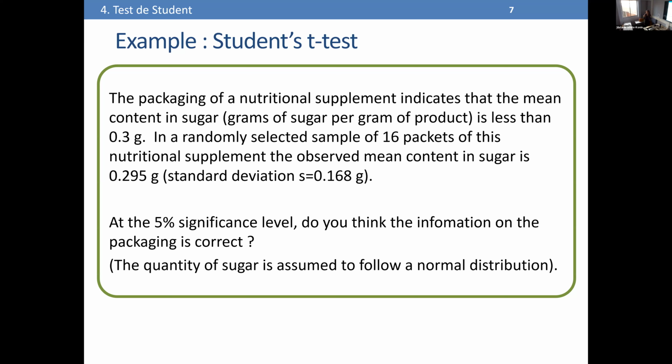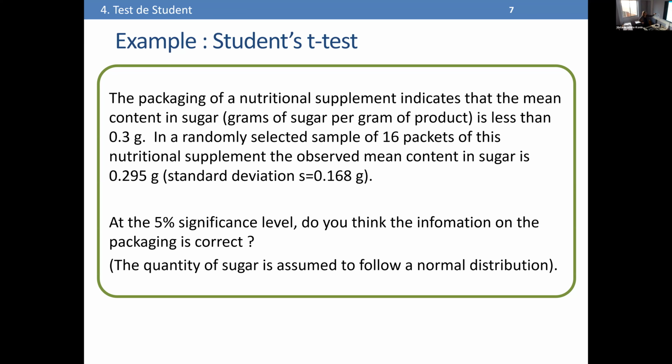Often what you want to check, or what you hope is true, is what goes in the alternative hypothesis, but not always, because it depends what your question is. As a general rule, there are exceptions, but for you, the null hypothesis has an equal sign, and the alternative hypothesis has a different, less than or greater than sign. Here the question is, do you think the information on the packaging is correct? What it says on the packaging is that there's less than 0.3 grams of sugar. And so we want to check, is that true or not?